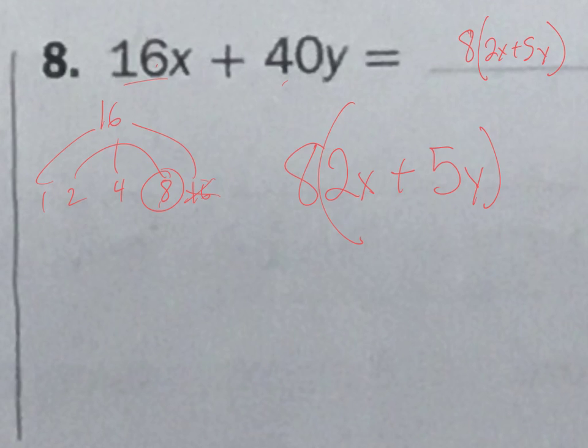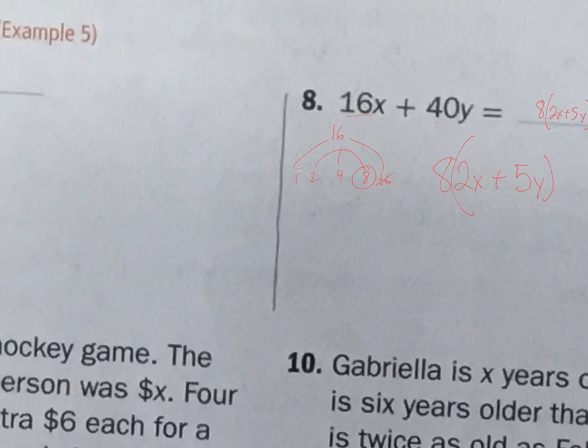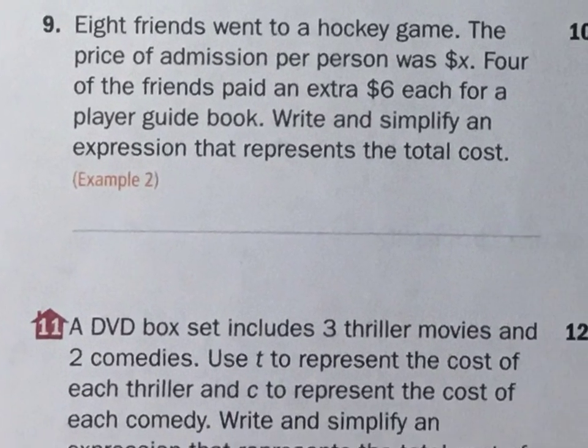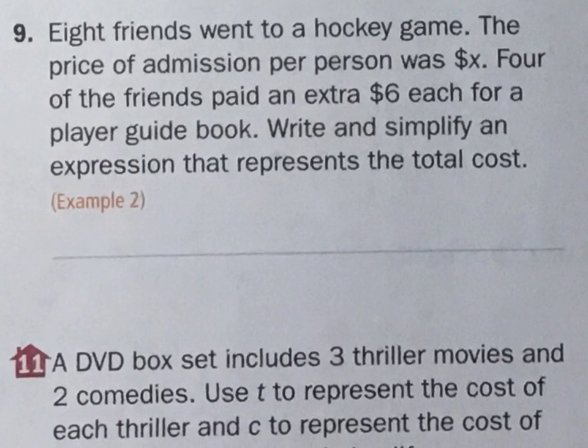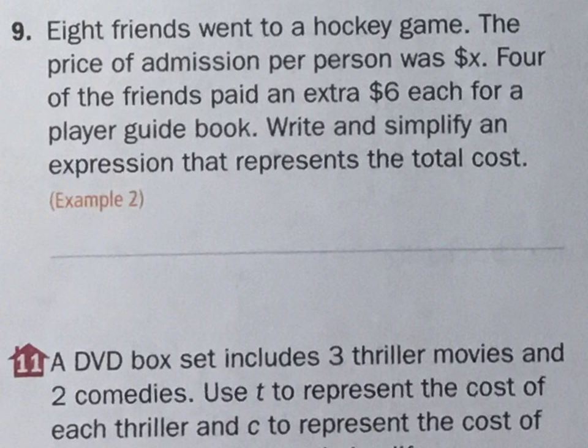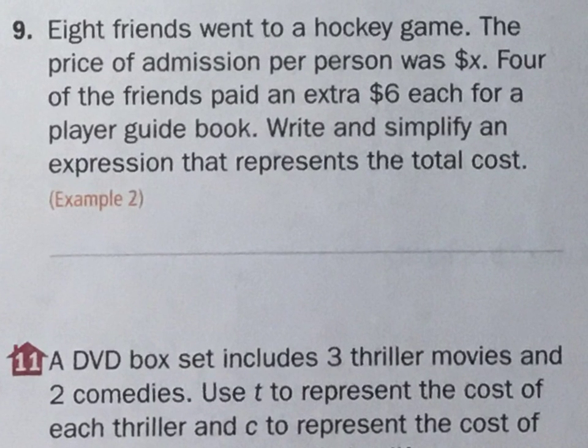Cool. Okay, now you want to get to challenging stuff. These are difficult, but we can try. You might have to read it more than once. All right, we have 8 friends, and these 8 friends went to a hockey game. The price of admission per person was X dollars. So for everybody going to the game, it cost X dollars. 4 of the friends paid an extra $6 for a player guide.